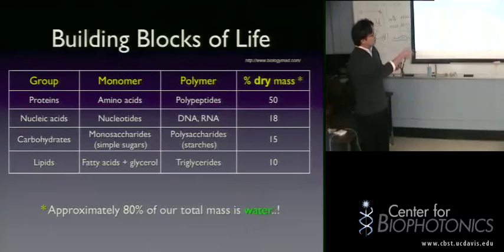And so this is kind of a breakdown in our body of the dry mass. All right, we're approximately 50% protein, 18% nucleic acids, 15% carbohydrates, and 10% lipids, right? Don't forget that this is what I say dry mass. What I'm saying is that that's 20% of our weight, right? The remaining 80% is water. Okay.